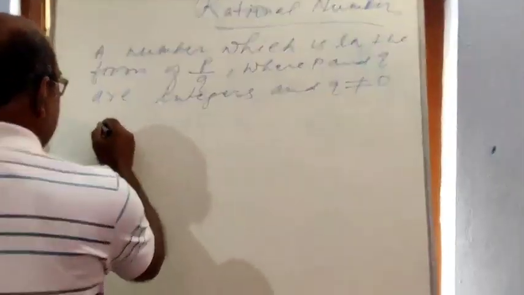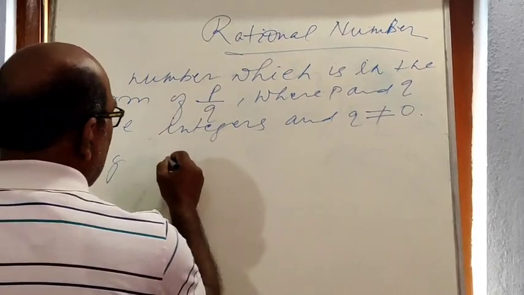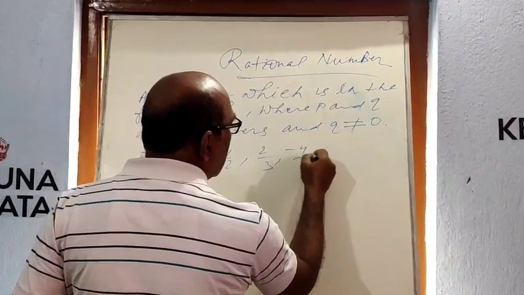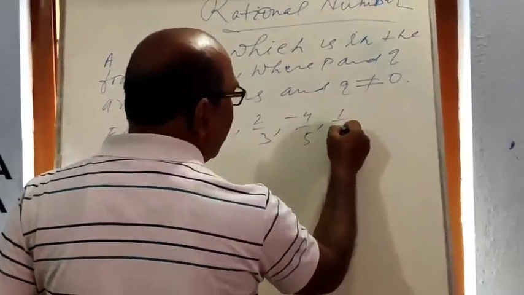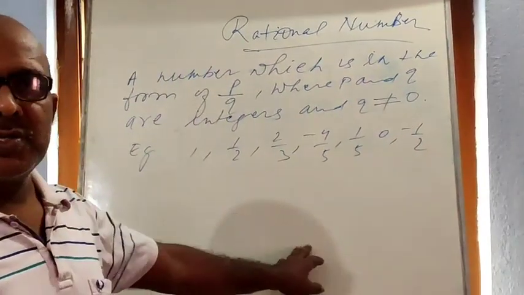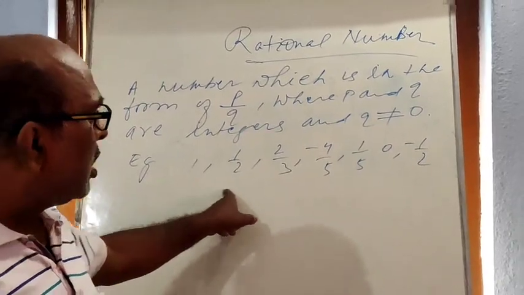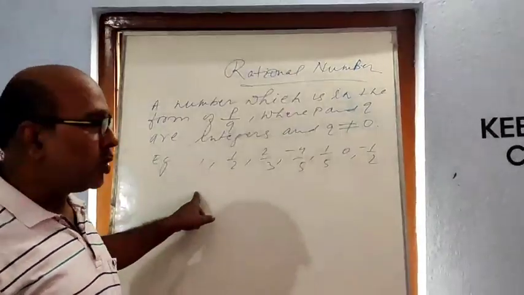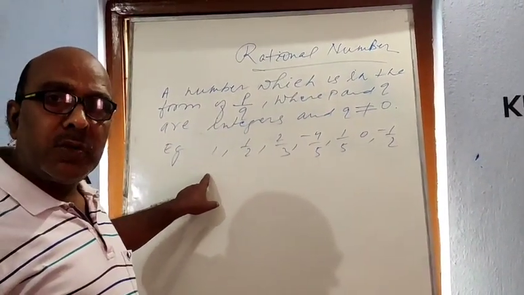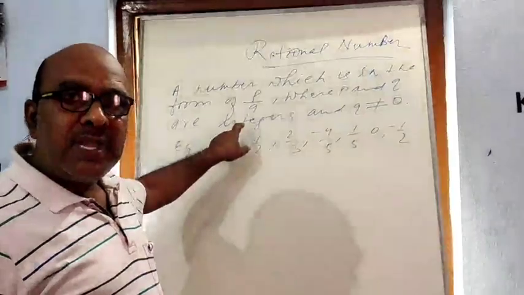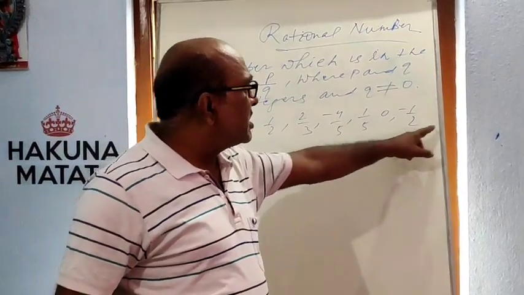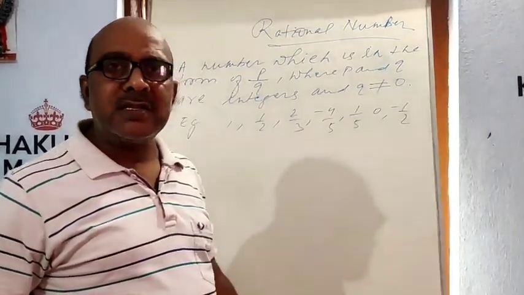For example, 1, 1 by 2, 2 by 3, 4 by 5, minus 4 by 5, 1 by 5, 0, minus 1 by 2, etc. are rational numbers. Since here we see that all numbers are written in the form of p by q. 1 means 1 by 1. In place of p is 1 and in place of q is also 1. 1 by 2, in place of p is 1 and in place of q is 2. And similarly, all these numbers are rational numbers and 0 is also a rational number.